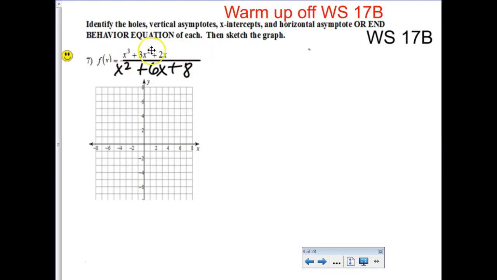So I'm going to look at this numerator. I notice there's a common x we could take out, which leaves you with x squared plus 3x plus 2 over, and then that denominator factors into x plus 4 times x plus 2. Now, we're not done factoring because look at that numerator. That x squared plus 3x plus 2 is going to factor again into x plus 2 times x plus 1.